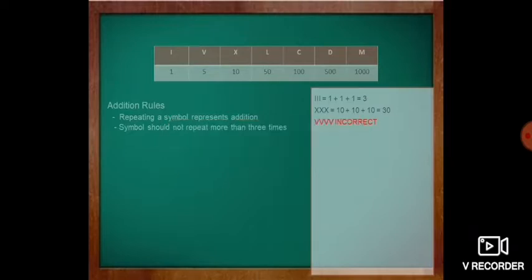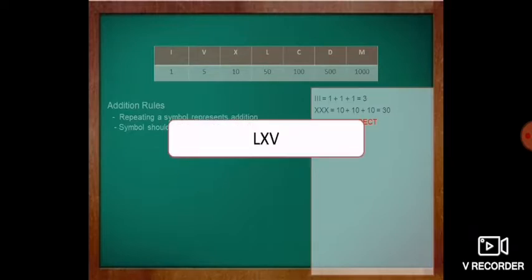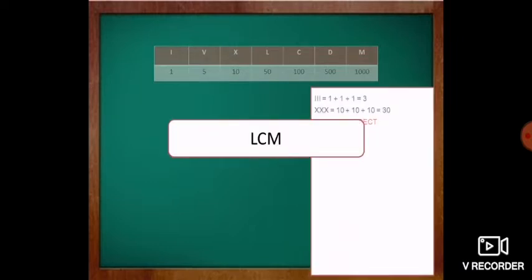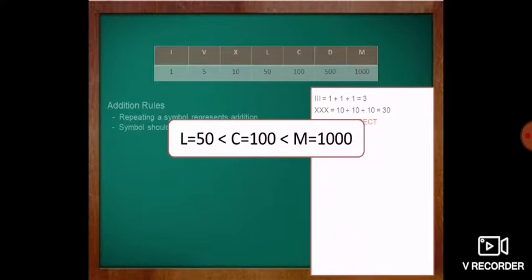Let's take a look at another example. LXV. In this case, L is greater than X, which itself is greater than V. So we have 50 plus 10 plus 5, which is equal to 65. What do you think of LCM? In this case, L is equal to 50, which is lesser than C, which is equal to 100. And C is lesser than M, which is equal to 1000. So LCM is incorrect.